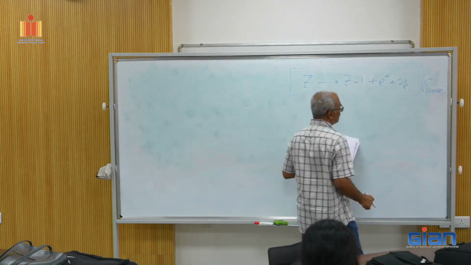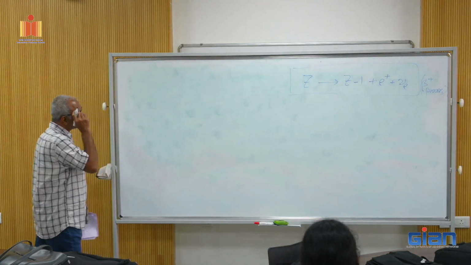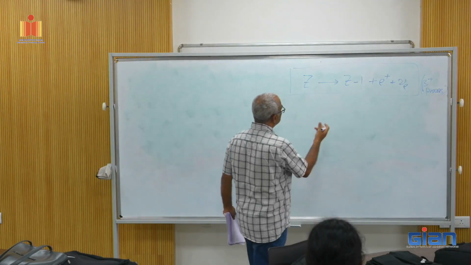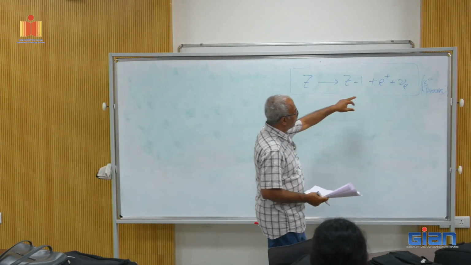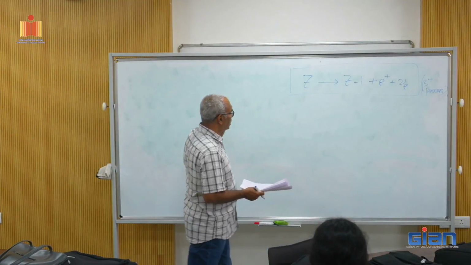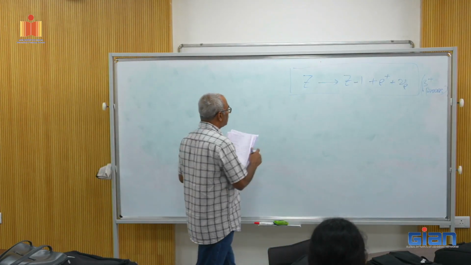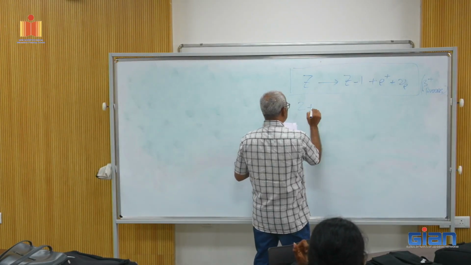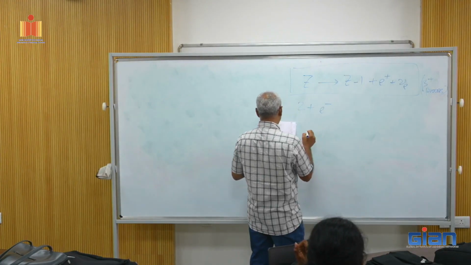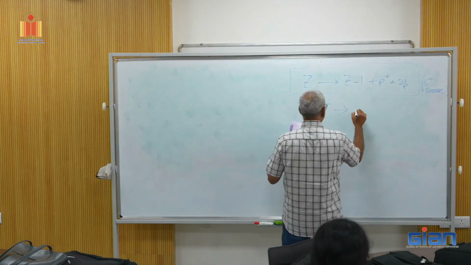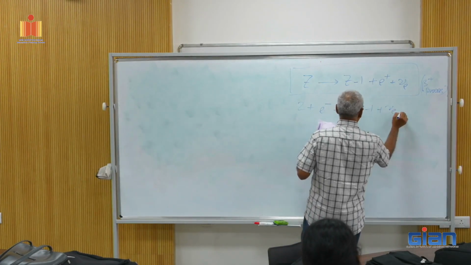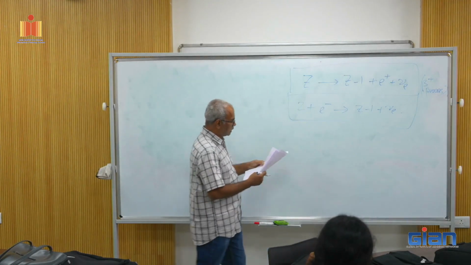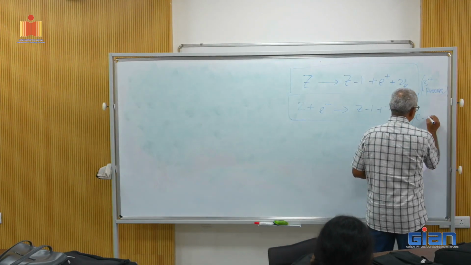I'll come to beta decay later on in the next class. So it is possible that the proton number is reduced with the emission of a positron and a corresponding neutrino. Or you can also have an electron coming to this side, so the electron is actually absorbed: Z plus e minus going to Z minus 1 plus a neutrino. So these are two competing processes, and one of them is what is called electron capture.